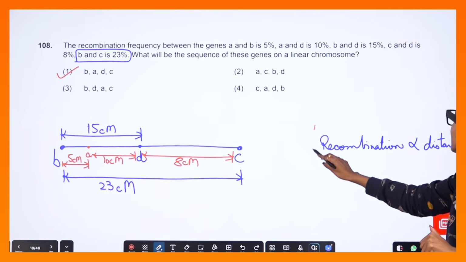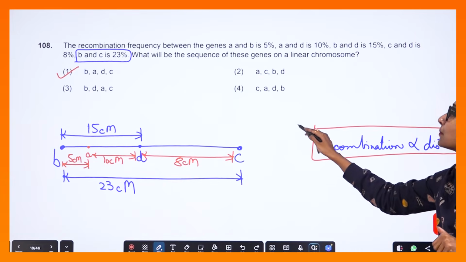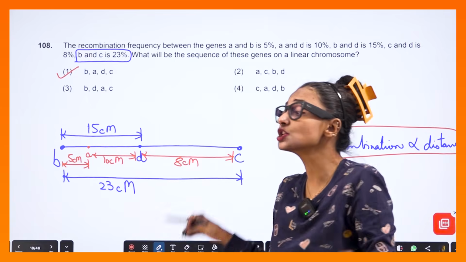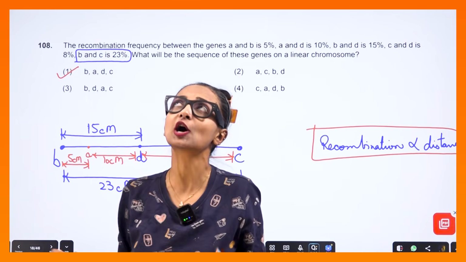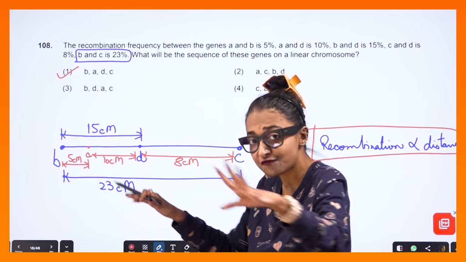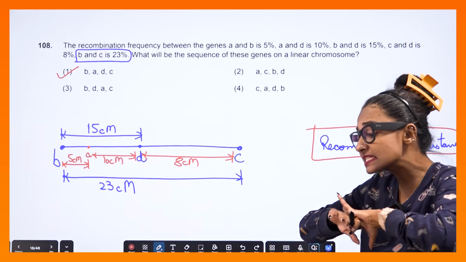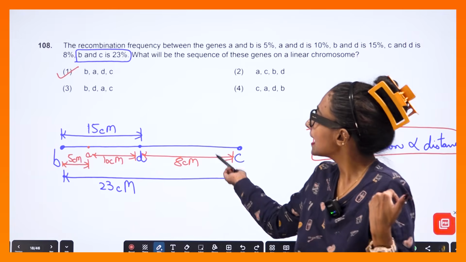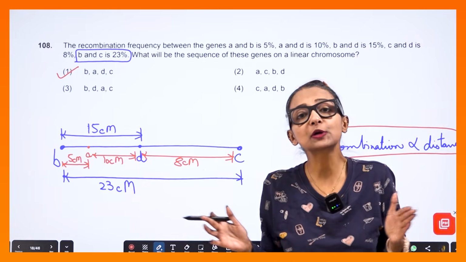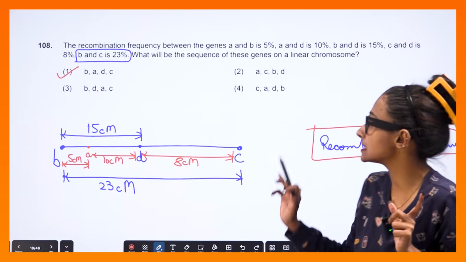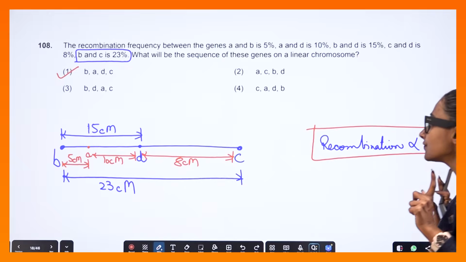BADC. Percent recombination is directly proportional to distance in centimorgans. Identify the two genes which have maximum recombination. They should be placed very far away from each other, and that is how you place them, and then go on putting the genes according to the recombination percentages. See, I have done it in front of you.